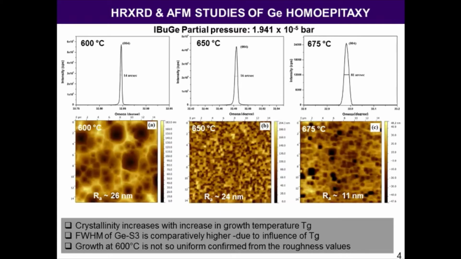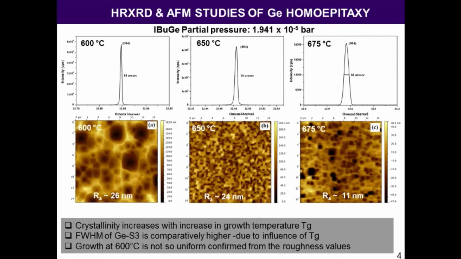So either we keep the partial pressure constant and vary the temperature. Here the partial pressure of isobutyl germanium is kept constant at 1.94 × 10 power minus 5 bar, and the growth is done at different temperatures, and the corresponding morphology is shown. This is the typical example for epitaxy. Only in that aspect am I showing this picture. Here the crystallinity increases with increase in growth temperature, as shown in the AFM picture, and the roughness also keeps on decreasing as you increase the growth temperature.